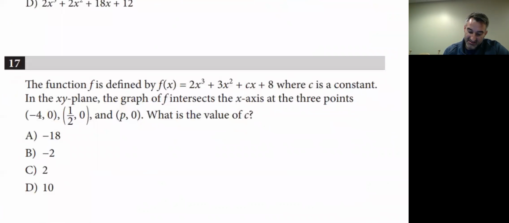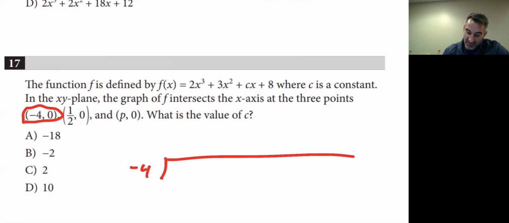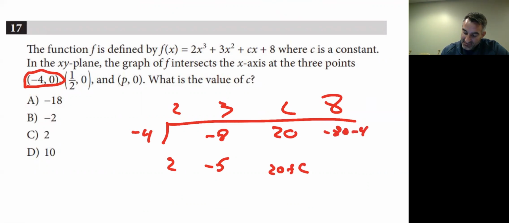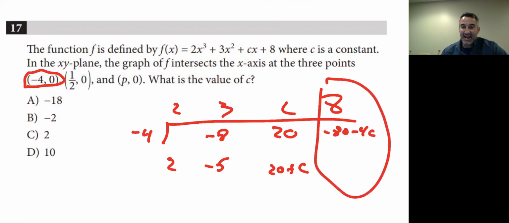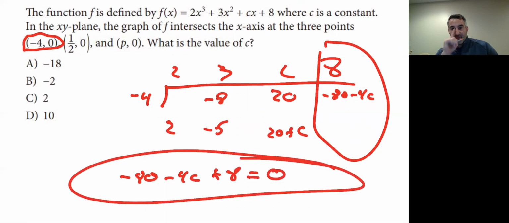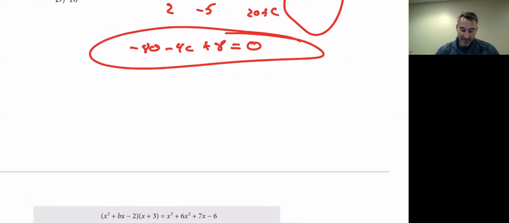Okay. This is another one. The function is defined where c is a constant, and in the xy plane it intersects at 3 points. So right there, that means when I do synthetic, I got to get a remainder of 0. So 2, 3, c, and 8. Do synthetic: 2, -8, -5, 20, add, 20 plus c, multiply. That's -80 minus 4c. When you add that, it has to equal 0, and then it's an equation. So you have -80 minus 4c plus 8 equals 0. Algebra 1, right off the boat.